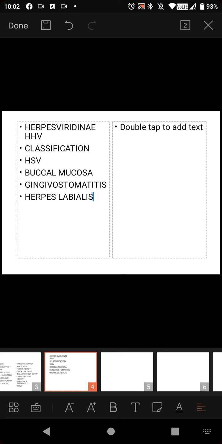Then coming to herpes zoster, varicella zoster virus, HHV type 3. It causes chickenpox as the primary infection, and zoster or shingles is a reactivation in adults, with latency usually in a ganglion. Then chickenpox is the primary infection. Herpes labialis is done, right? And then herpes simplex 1 and 2 is over.